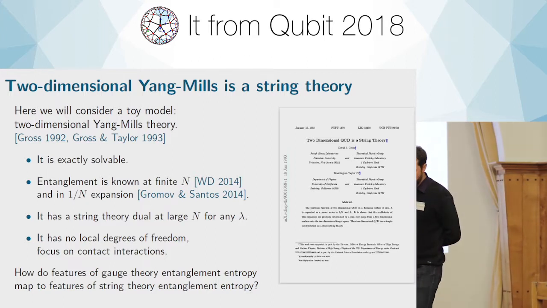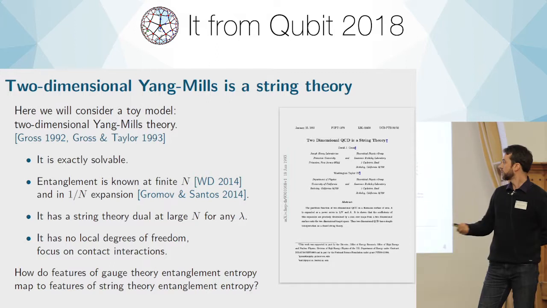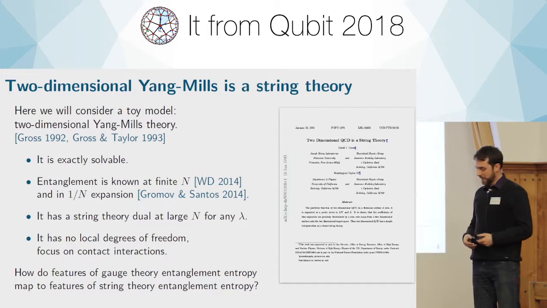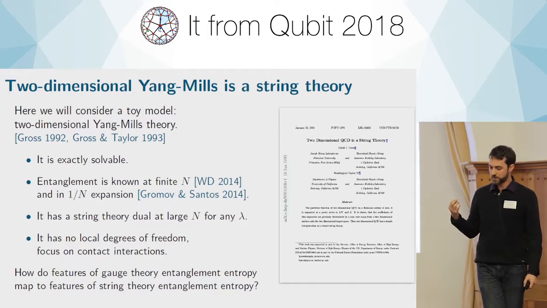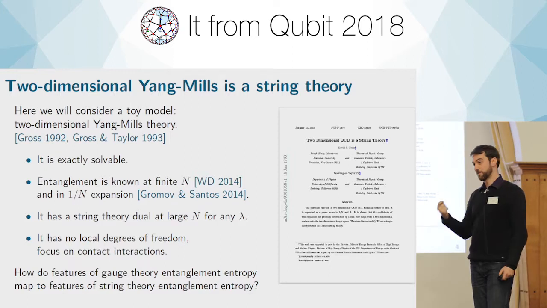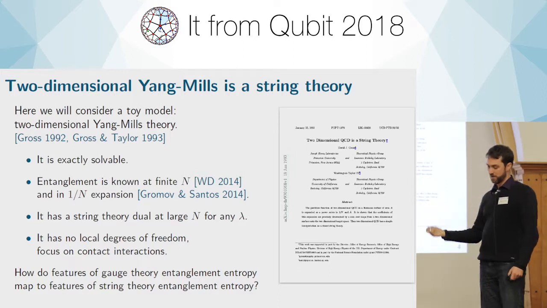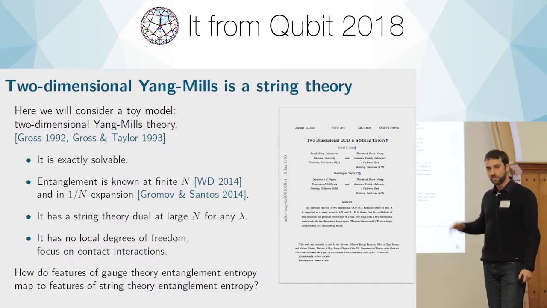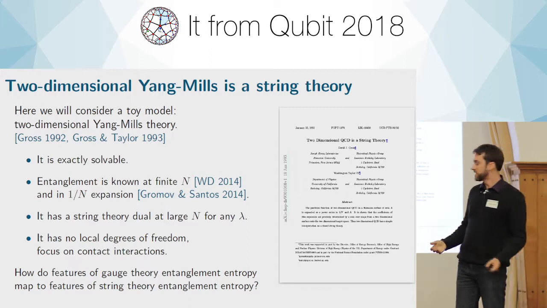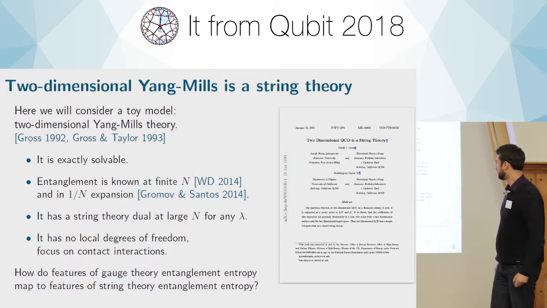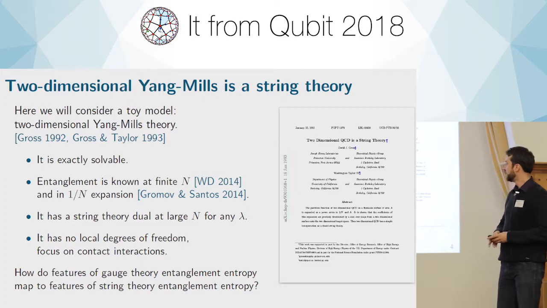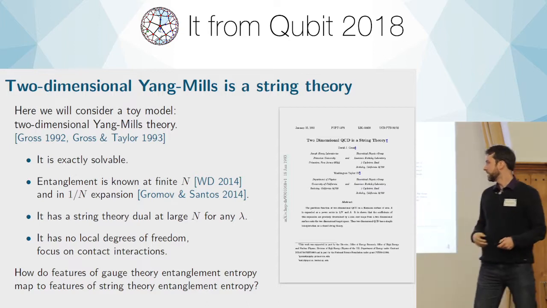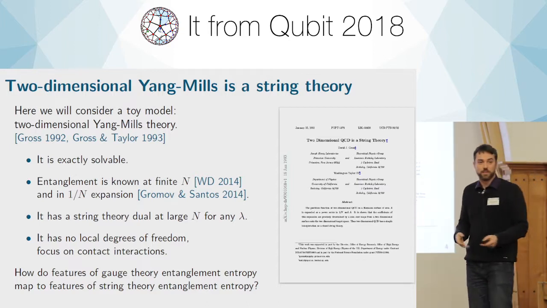And although this theory has no local degrees of freedom, it's almost a topological theory. For our purposes, that's actually a feature and not a bug. First of all, it allows us to focus on these contact interactions, which are the most important part from the point of view of the gravity theory. They control the leading order piece of the answer, but also we don't need to worry about all the issues that usually plague entanglement entropy, such as UV divergences. And the general question is, how do the features that we understand of gauge theory entanglement entropy turn into the features that we expect of string theory entanglement entropy?